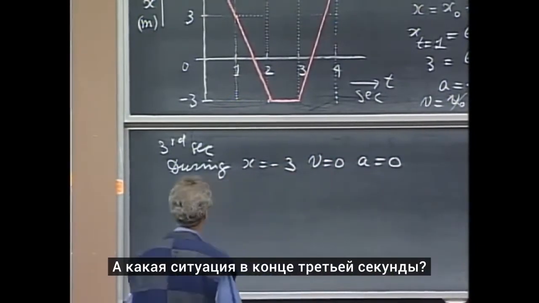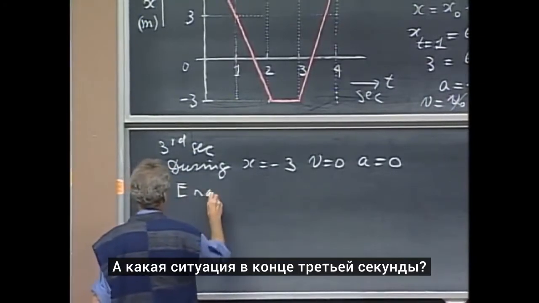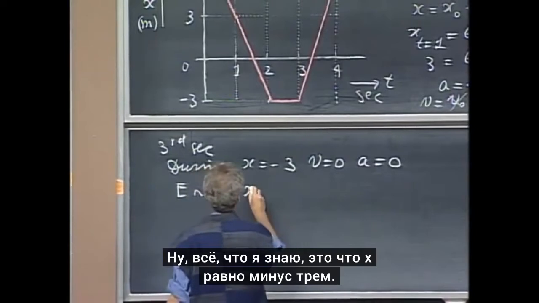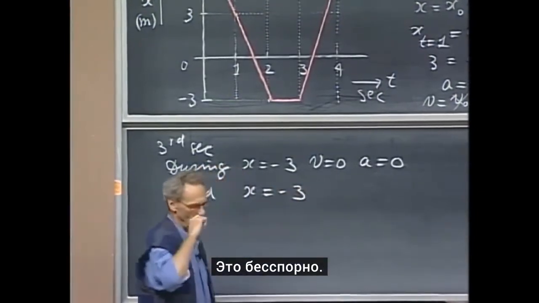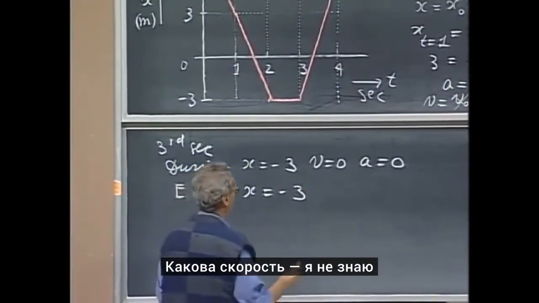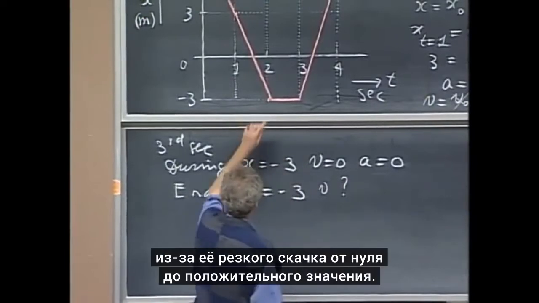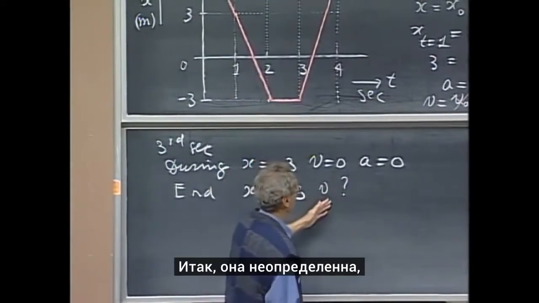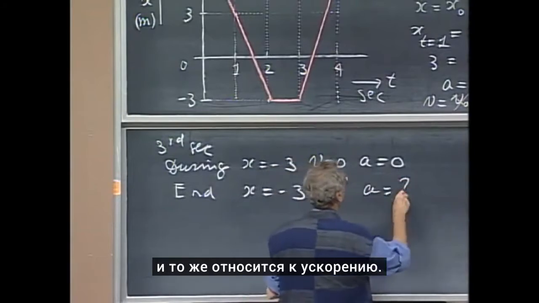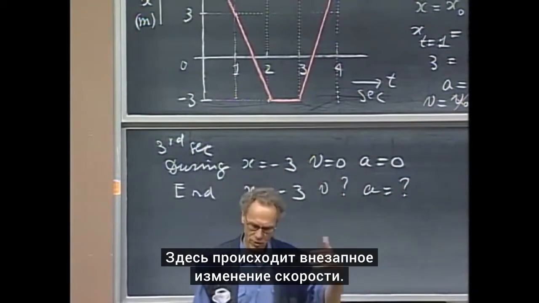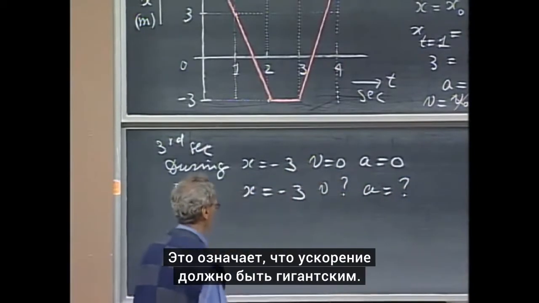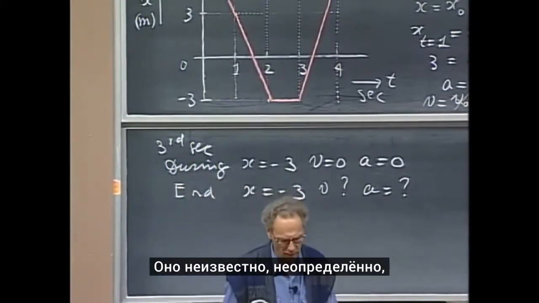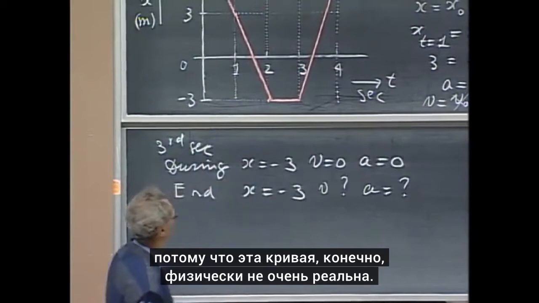What is the situation at the end of the third second? That means t equals 3. Well, all I know is that x is minus 3. That's non-negotiable. What the velocity is, I don't know, because it's changing abruptly from 0 to a positive value. So that's ill-defined, and the same is true for the acceleration. There is a sudden change in velocity. That means there must be a huge acceleration. It's unknown, ill-defined, because this curve is, of course, not very physical.